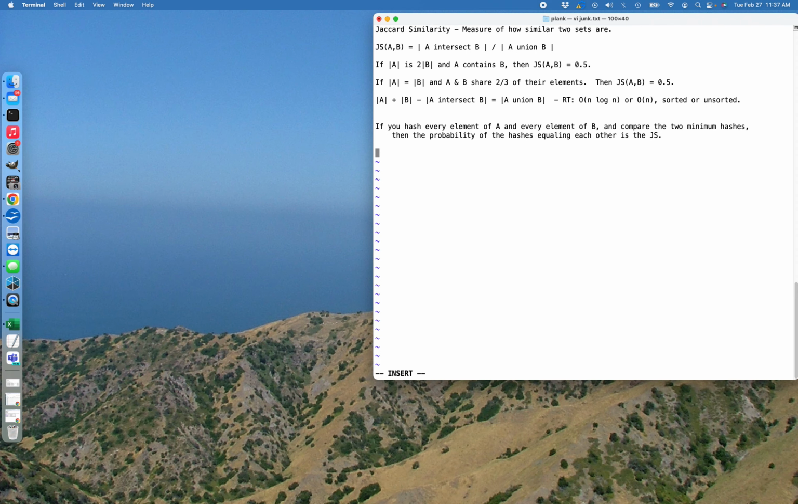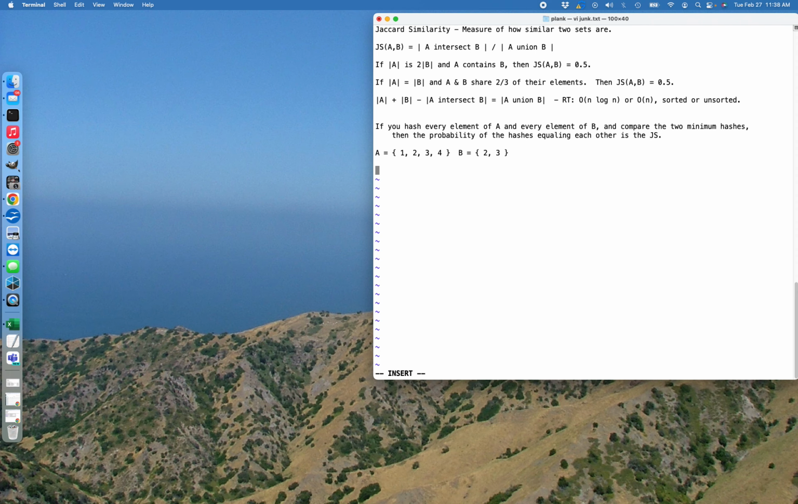Probability 0. Got it. Now, let's think about the example where A is twice as big as B, and A contains B. All right? So let's give an example here. Let's say A equals 1, 2, 3, 4, 5, 6. And let's make it even simpler. Let's just do 1, 2, 3, 4. And B equals 2, 3. If I take these hashes and I sort them, what am I doing? I'm just putting them in a random order, right? Whatever these hashes are, there are only going to be 4 of them, right? Because 2 and 3 are duplicated.